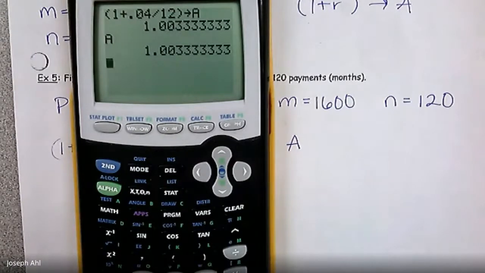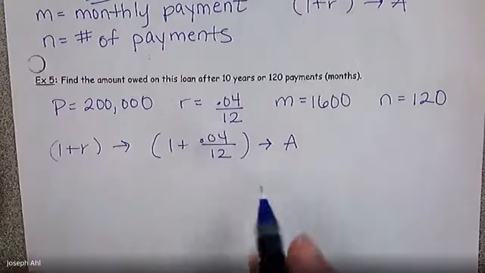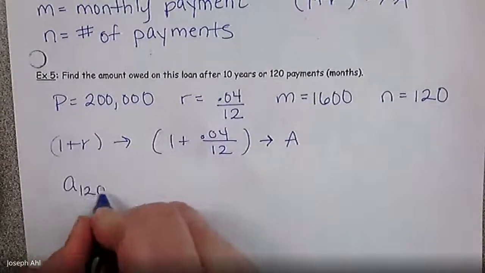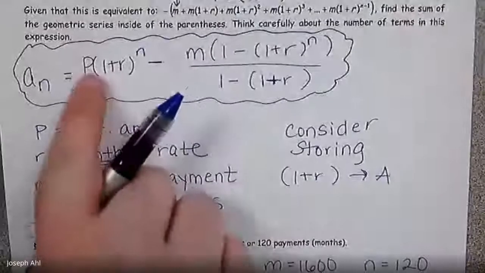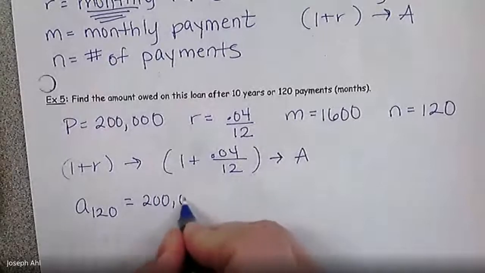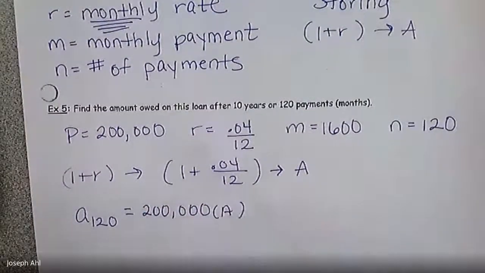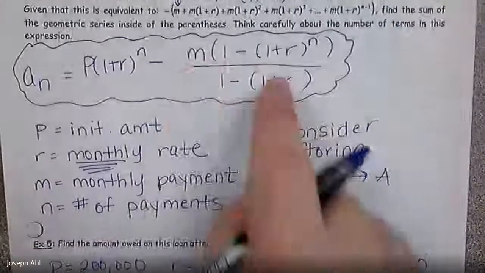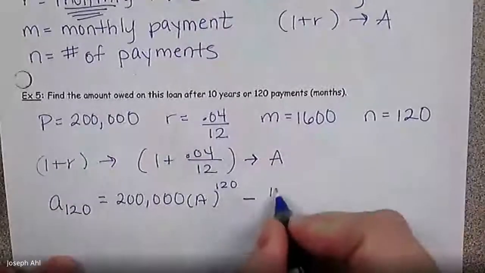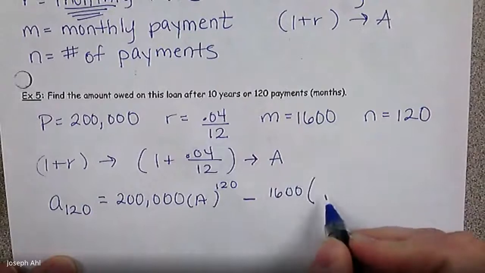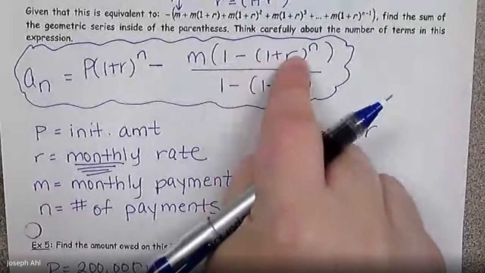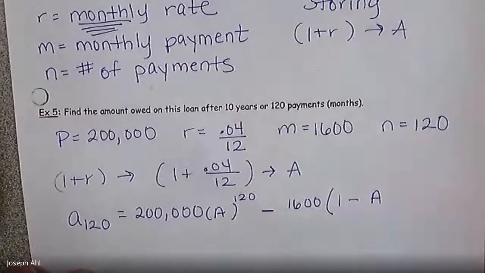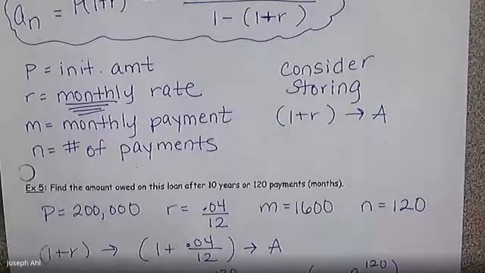So instead of plugging this in, if I define it as being stored as A, the way I'm going to calculate what's owed after 120 monthly payments would be: take P, 200,000, times 1 plus r, and 1 plus r is A, to the n power, remember n is 120 in this example, minus, let's go back up to the formula, we need m. m is the monthly payment of 1,600, times parentheses, 1 minus 1 plus r, 1 plus r, that's A again, to the n power, which is 120, all over 1 minus 1 plus r.